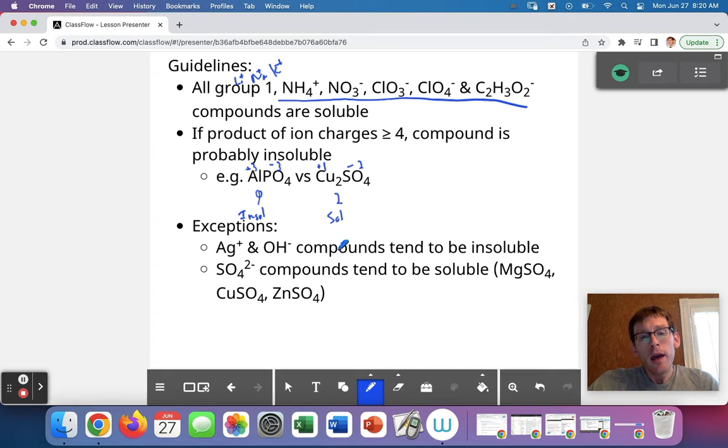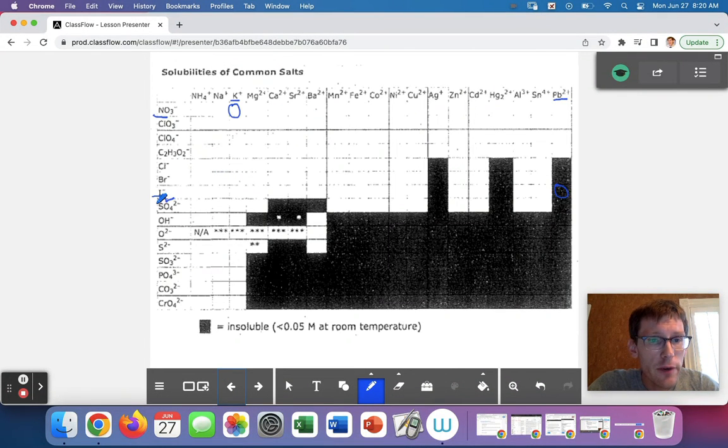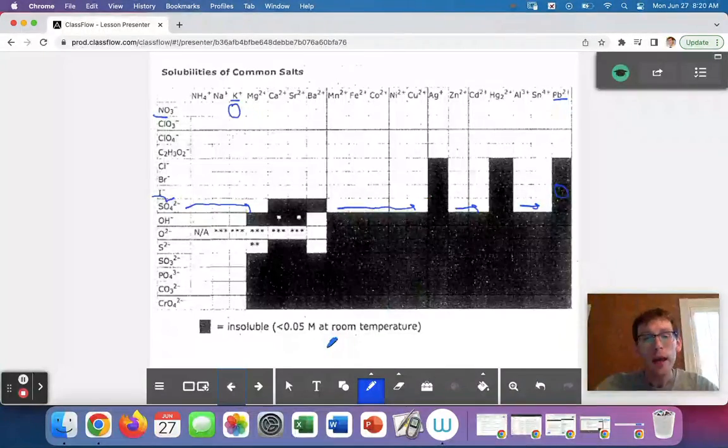And the other guideline I have is that sulfates tend to be soluble. Magnesium sulfate, copper 2 sulfate, zinc sulfate. Actually, if we go to sulfate here, we can see lots of soluble compounds with a few exceptions being insoluble. Anyway, those are my guidelines on solubility.